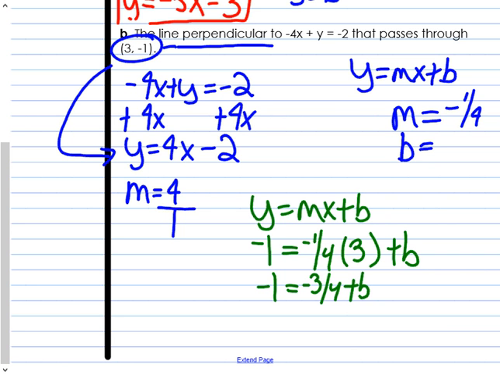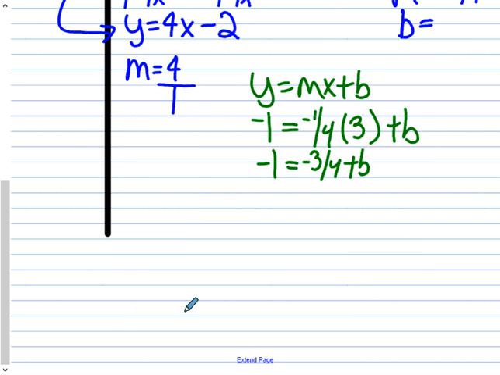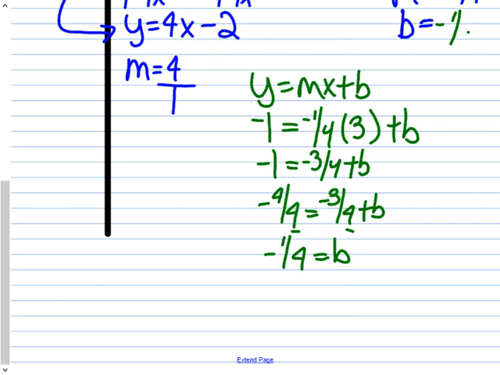I need to make -1 into an improper fraction. So this would be -4/4 equals -3/4 plus b. I want these to have the same denominator. I'm going to add 3/4 to both sides. When I add 3/4 to both sides, I have -1/4 on the left equals b on the right. So I found my y-intercept by using my new slope and the point they gave me. So my y-intercept is -1/4.